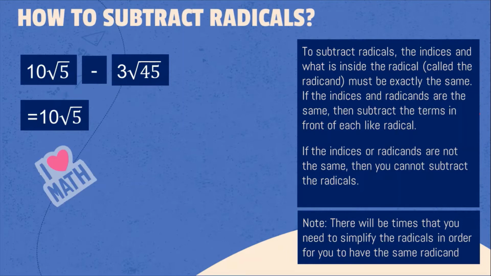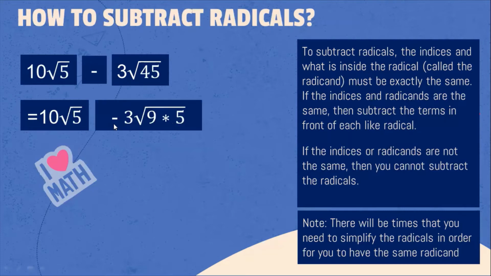There are different factors for 45, such as 15 multiplied by 3. But 15 and 3 are not perfect squares. That's why we cannot simplify it. Other factors are 9 multiplied by 5, it's 45. And the square root of 9 can be simplified. 9 is a perfect square.